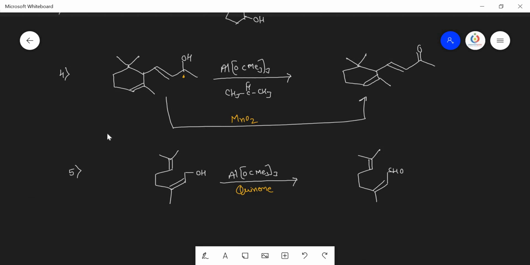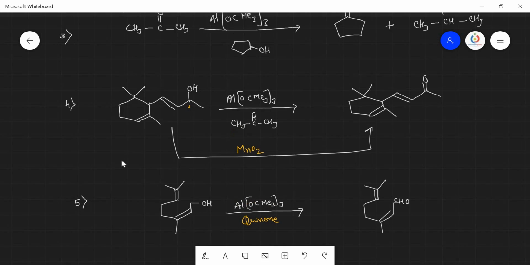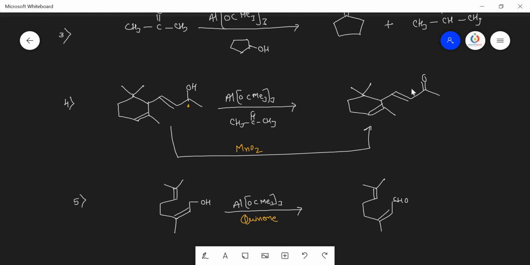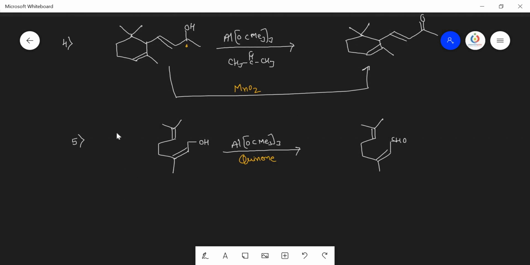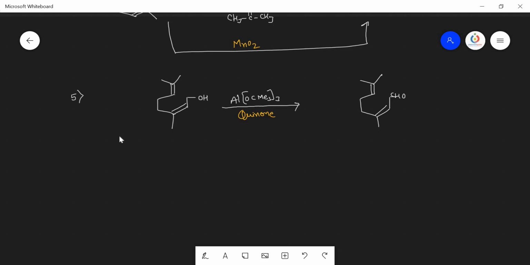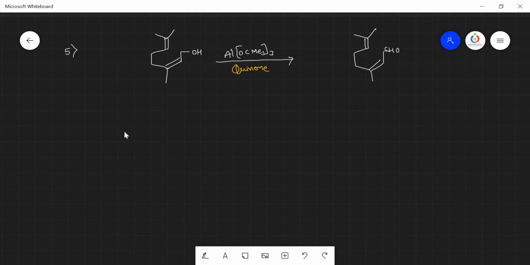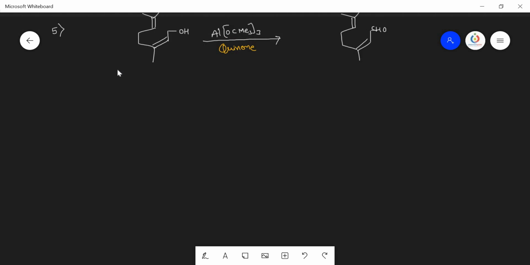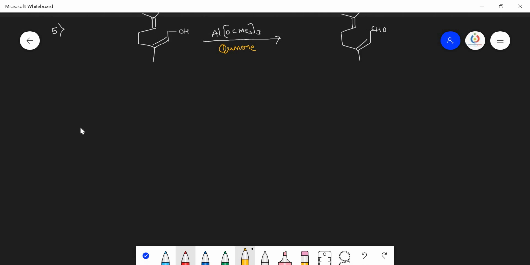So like this Oppenauer oxidation is there. So Oppenauer oxidation main importance is to convert the secondary alcohol to the ketone using this aluminum tertiary butoxide with acetone. Okay, here you can use the cyclohexanone also. So let us see one of the most important reactions, that is esterification reaction.